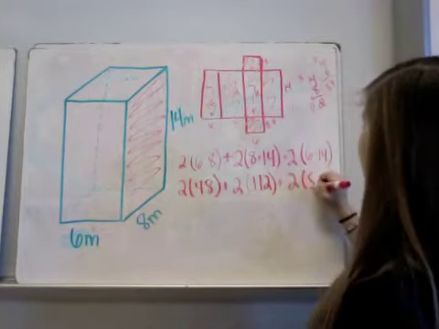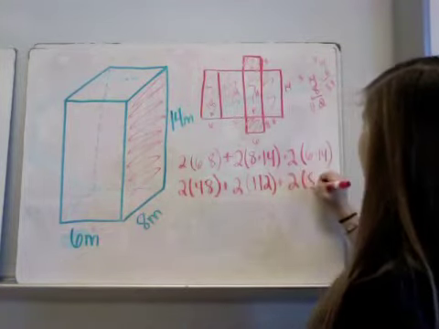We have to take it down to the next level. So we go by next. 2 times 48. That's going to get us to 96. Plus 2 times 112 is going to get us to 224. And then we have this, which is 168. Then we need to add those together.